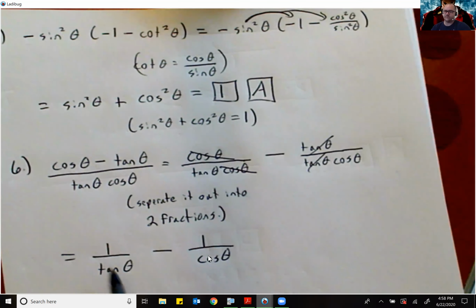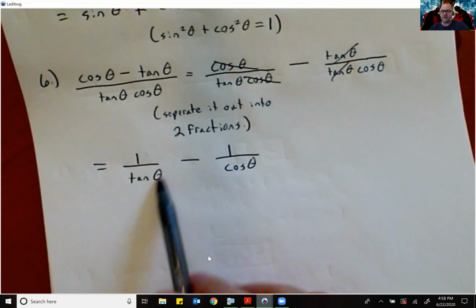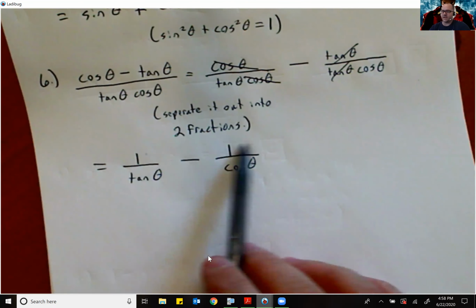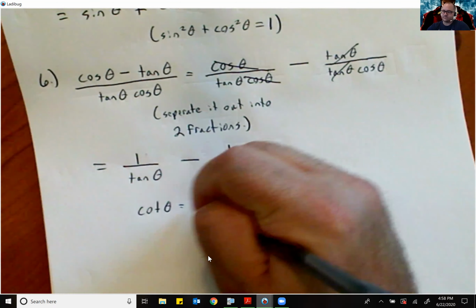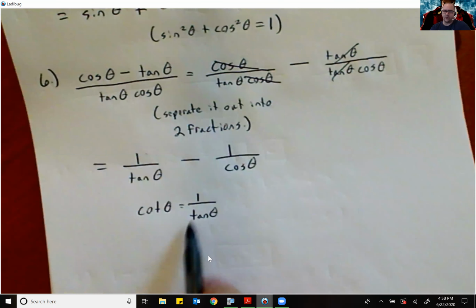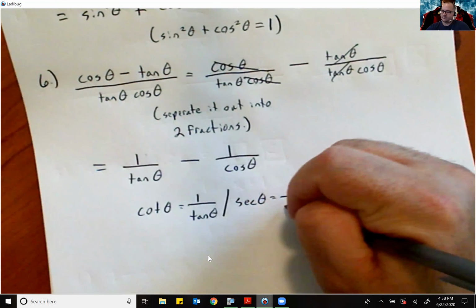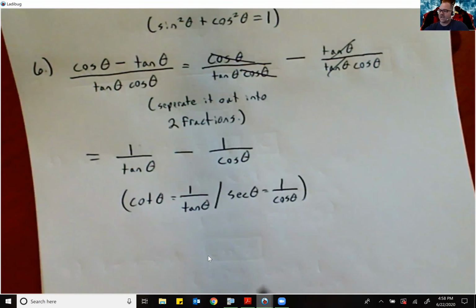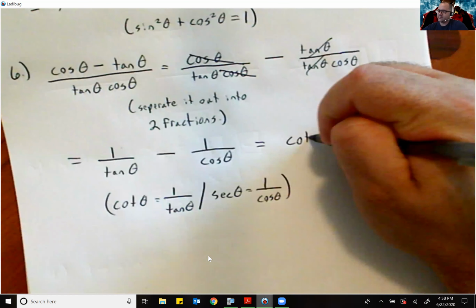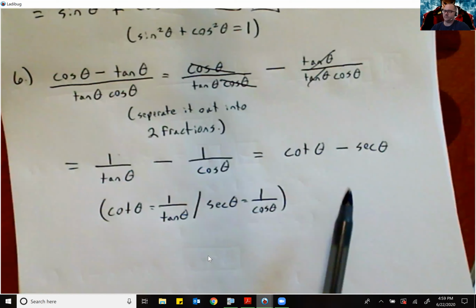Now, again, we don't want the division, but you have seen these relationships before. This is just asking, what is the reciprocal of tangent? What is the reciprocal of cosine? The reciprocal of tangent is cotangent, because you've seen that relationship before. Cotangent is just the reciprocal of tangent. And the reciprocal of cosine is secant. So we just replace these, and I no longer have division. And I also have the final answer. This big mess up here is really just cotangent minus secant.